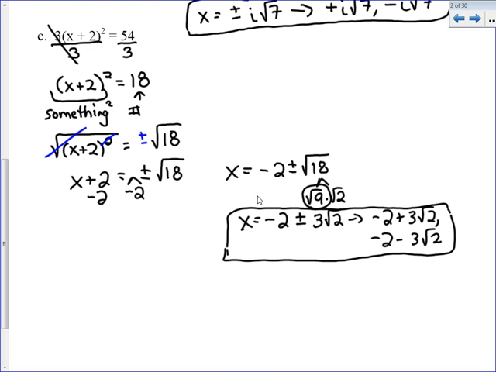The other way to do this would be to take this x plus 2 squared, write it twice, FOIL it, distribute 3, combine your like terms somewhere in there, move the 54 over, and then go through the quadratic formula. It works. You get the same answer. It'll just be a lot more work to get there. Any other questions?